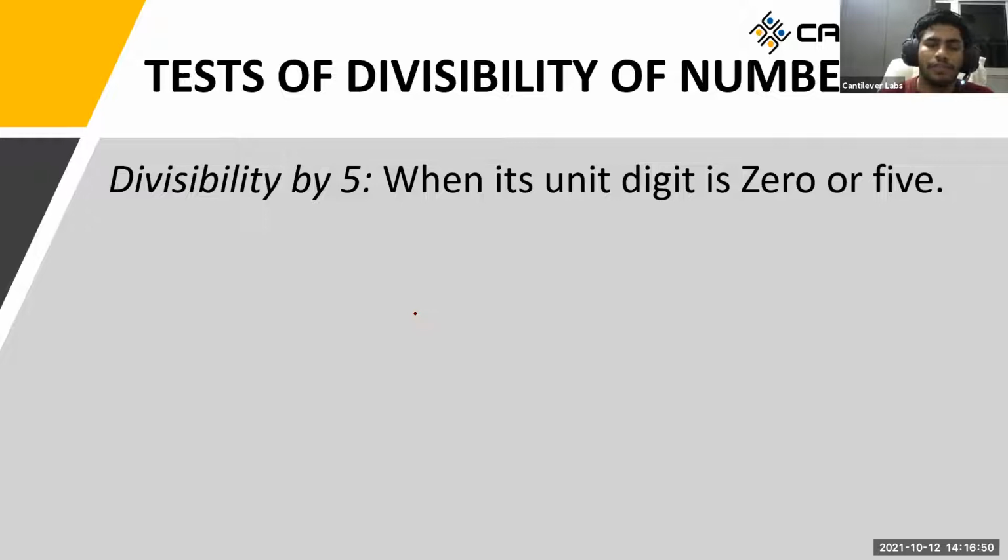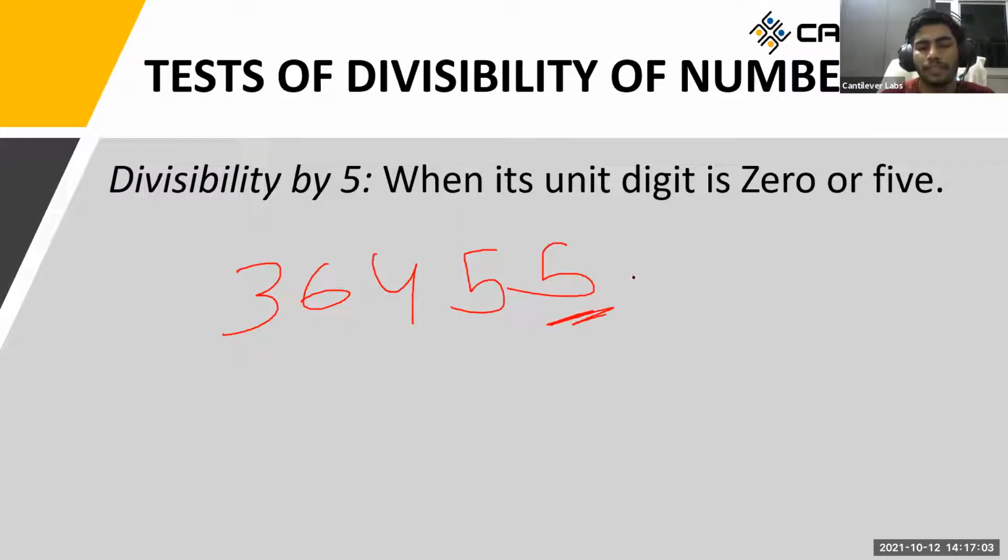Next, moving on to divisibility by 5. When the unit digit is either 0 or 5, the whole number would be divisible by 5. Let's say, for example, 36455. Here we can see that the last digit is divisible by 5. So the whole number itself would be divisible by 5.